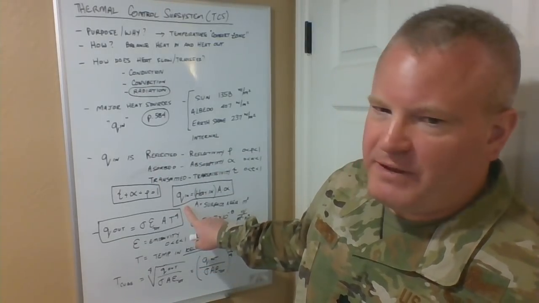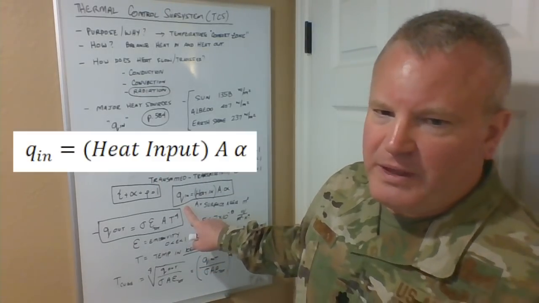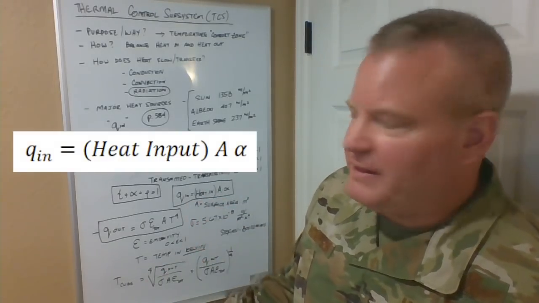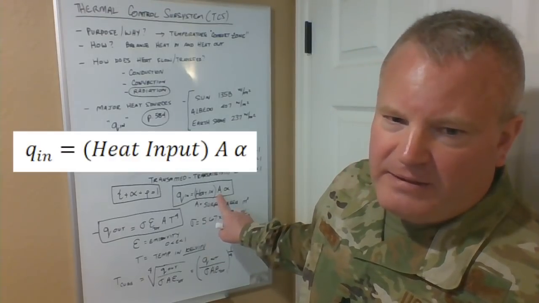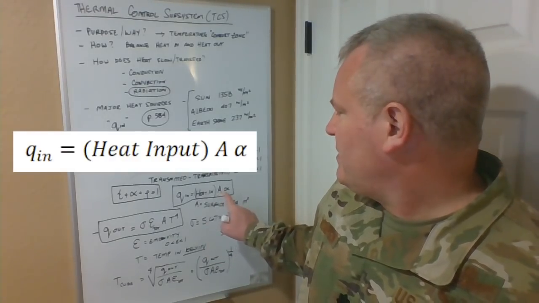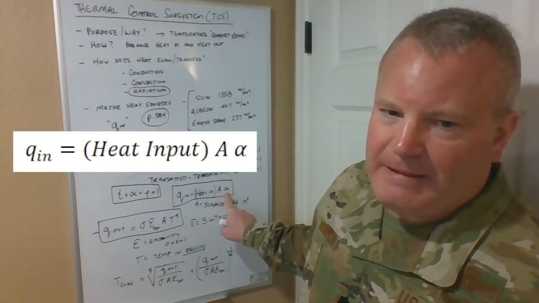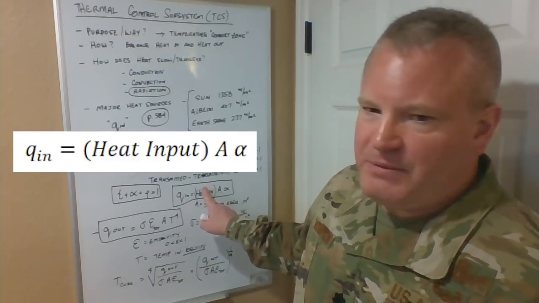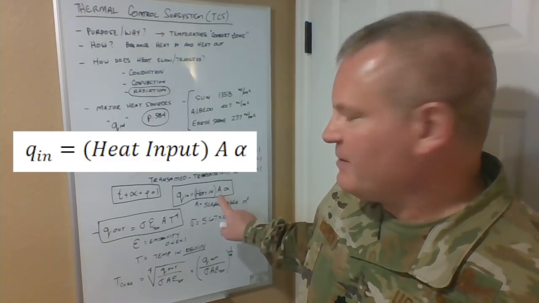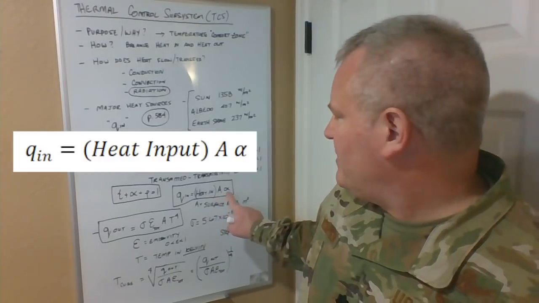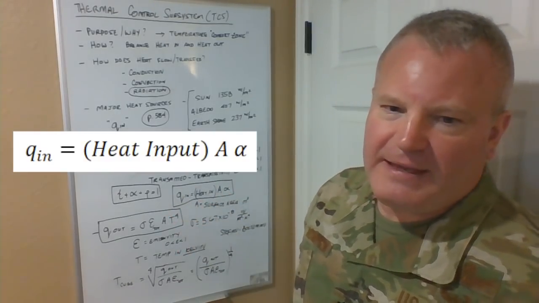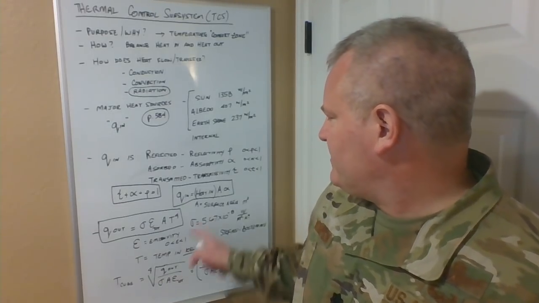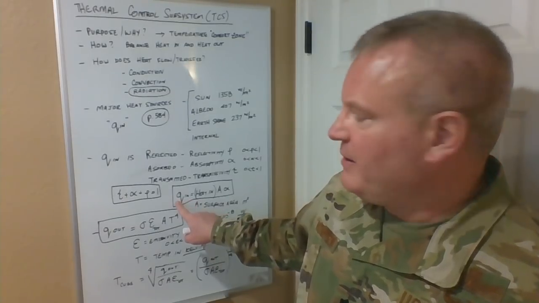But we can actually quantify the total heat in, or Q in, as the amount of heat arriving at the spacecraft, or the heat that's coming in, times the surface area of the spacecraft, times the absorptivity of the surface of the spacecraft. So we have the total heat that's available coming in, times the surface area, times the absorptivity. That's going to tell us the amount of heat that's actually coming into our spacecraft. All right, so that's how we model Q in, or the heat in.